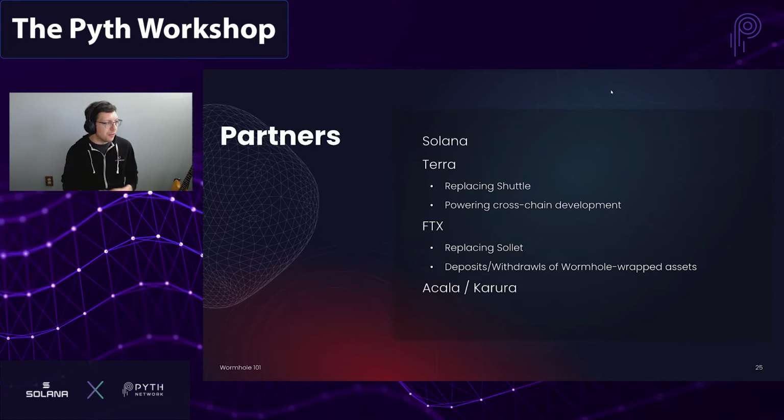We're partnering with a bunch of folks to add support, especially for Wormhole wrapped assets, around various ecosystems. So we've been working with Solana and Terra to stand this up. We'll be replacing the Shuttle bridge, powering a lot of cross-chain development there, so working with the Anchor team at Terra. FTX will be replacing Sollet Bridge with the Wormhole token bridge. That's super exciting. Working with Acala and Karura to get Wormhole live there as they launch their EVM compatible layer.